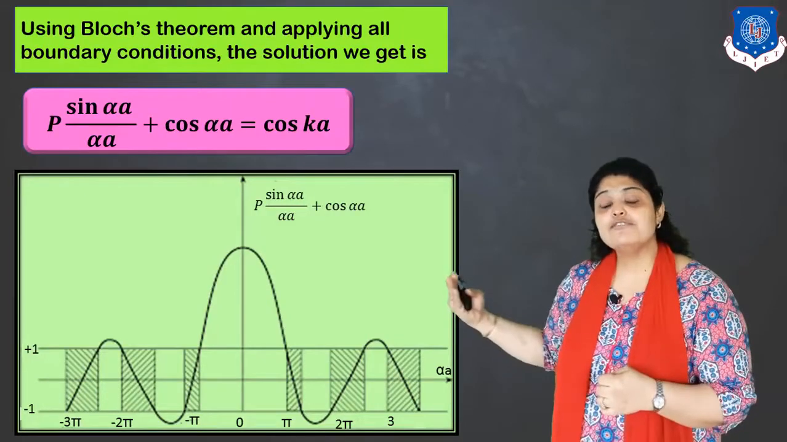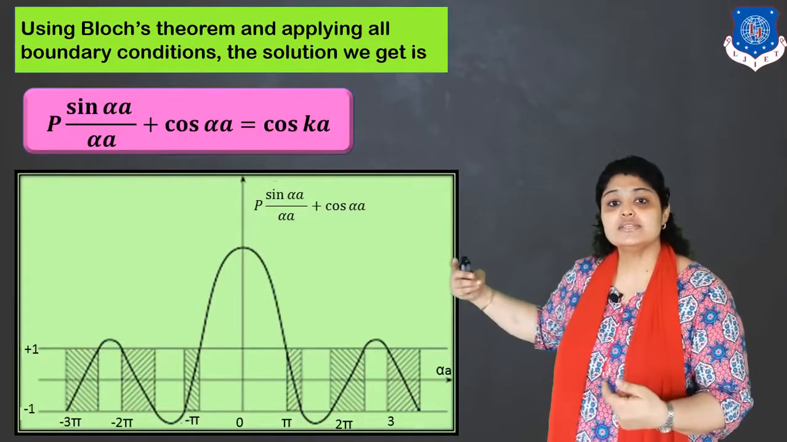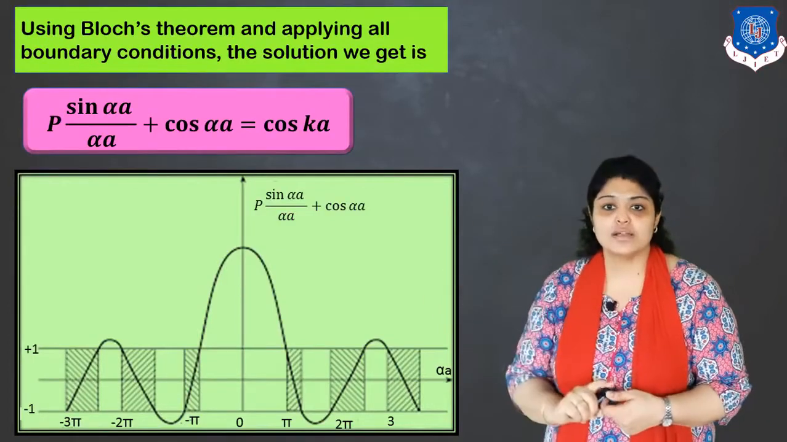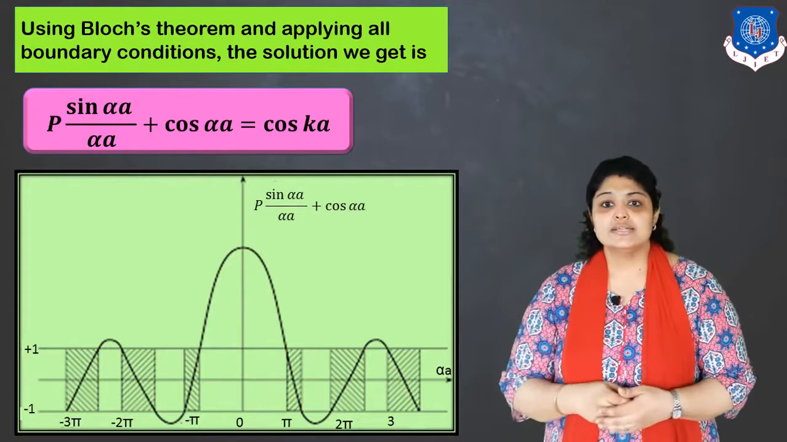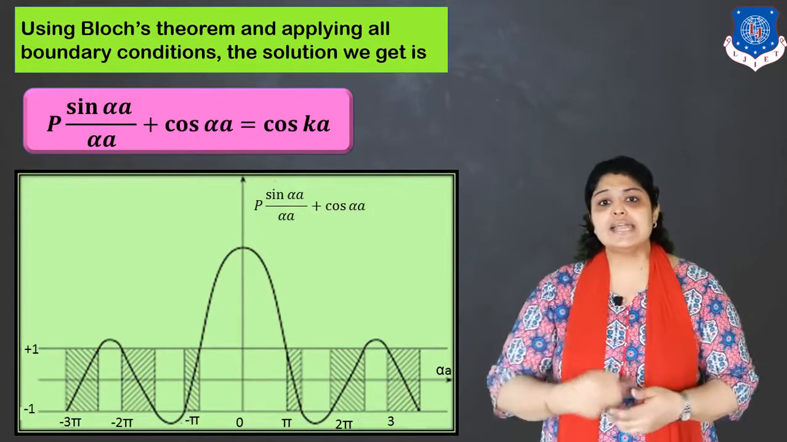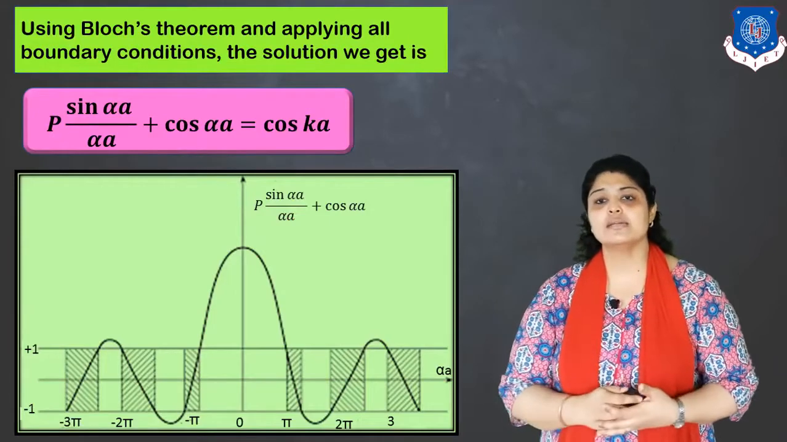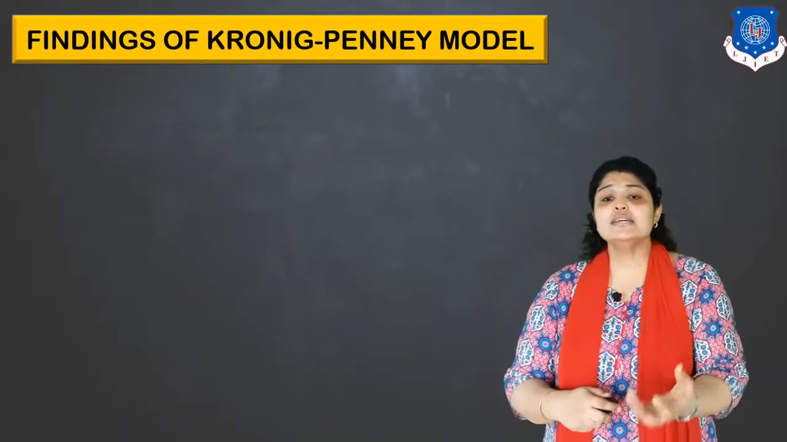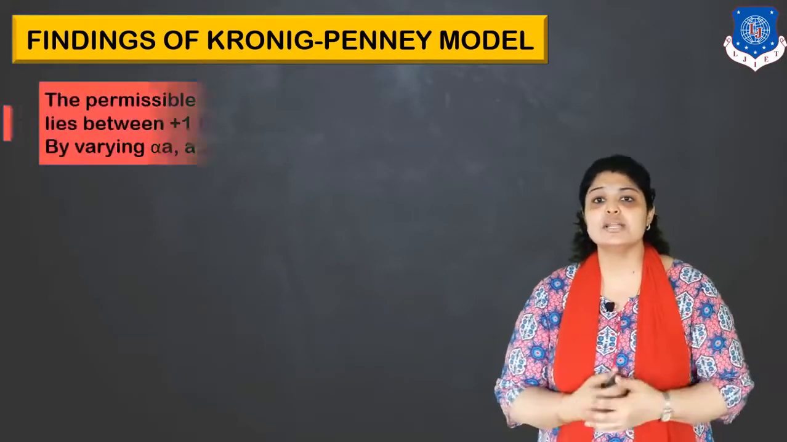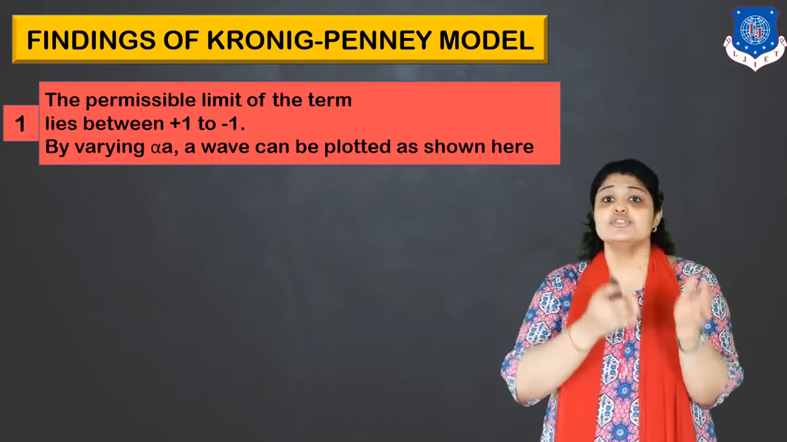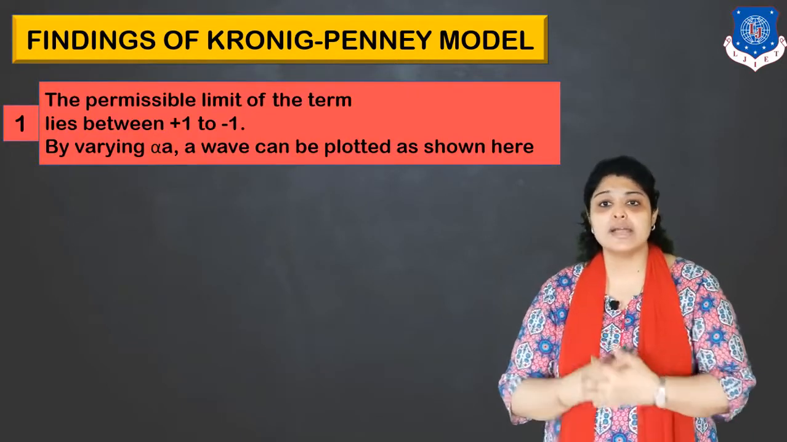But in the graph, you can say there are many regions which are beyond +1 and which are beyond -1. Right? And that is what is indicated by the shaded portion in the diagram. Now let us see what are the findings of the Kronig-Penney model. By plotting the graph, what was their conclusion? So starting with conclusion number 1. We know that the permissible limit of the term on the LHS should also be +1 to -1.